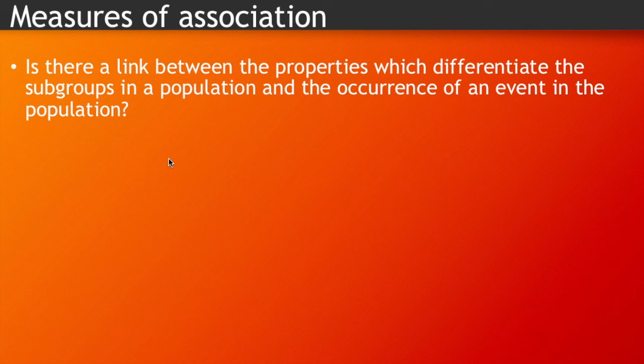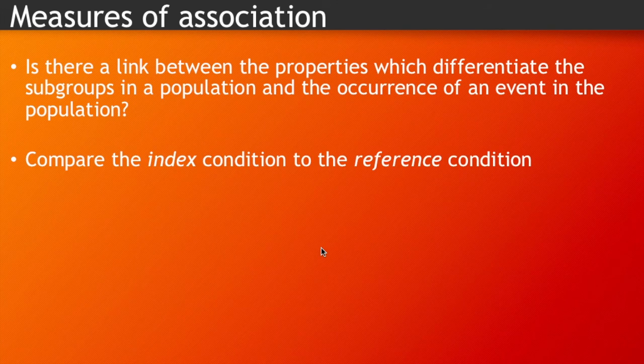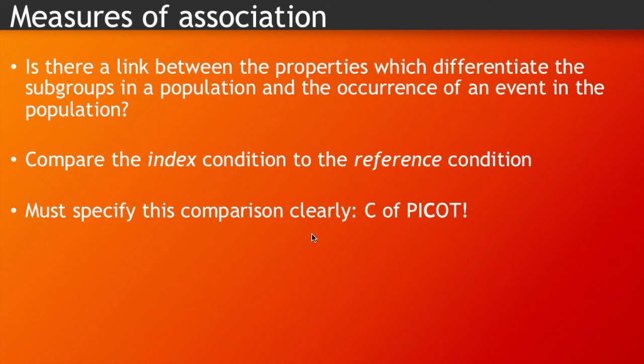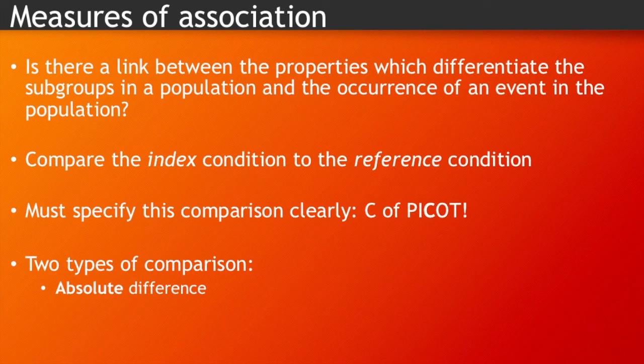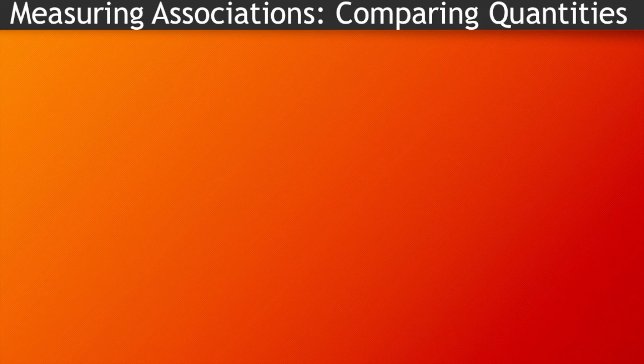Measures of association seek to establish whether there is a link between the properties which differentiate the subgroups in a population and the occurrence of an event in the population. Measures of association are good to compare an index condition to a reference condition, but you must specify this comparison clearly. There are two types of comparison. You can compare two quantities in terms of the absolute difference between them, and you can compare them in terms of the relative difference between them.